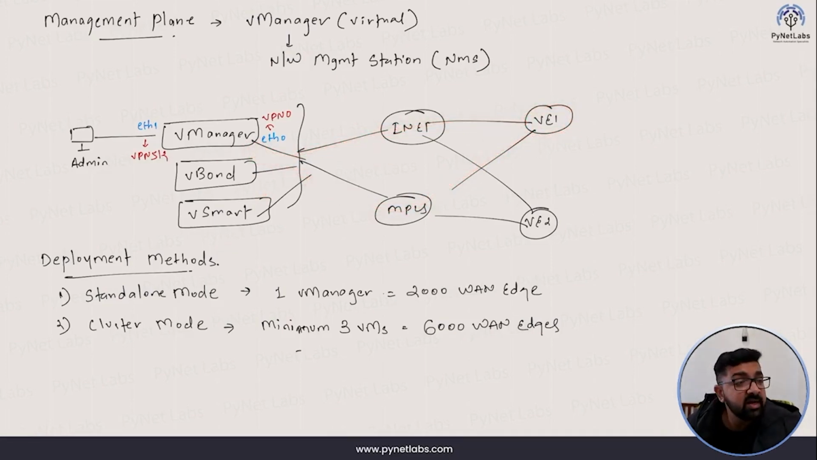And is there any priority that's going to be set, whether to form the control connection or management plane connection only with MPLS or only via INET? By default, there is no such priority. Whatever comes first, the vEdge will form a tunnel by using INET also and by using MPLS also.